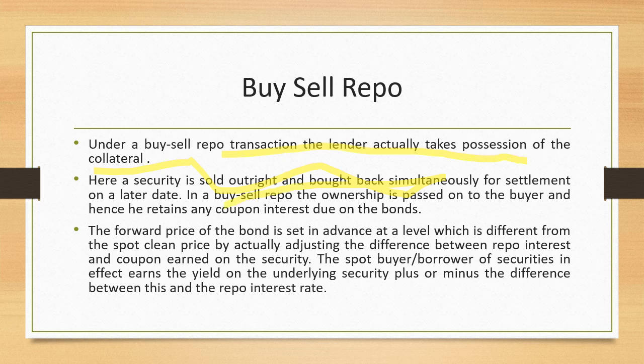In a buy sell repo, the ownership is passed on to the buyer, and hence he retains the coupon interest on the bonds. So effectively, when you become the owner of a security, you will get all the benefits that the security gives. And what do we get on a bond? We just get a coupon, right? The forward price of the bond is set in advance at a level which is different from the spot clean price by adjusting the difference between repo interest and coupon earned on the security. This is something which we had discussed earlier also, and I showed you the calculation, which had two components, in the previous slide, right?